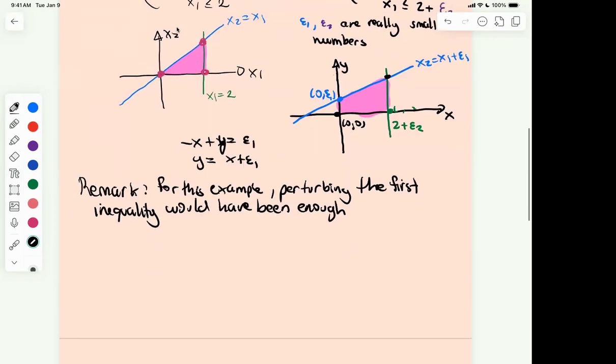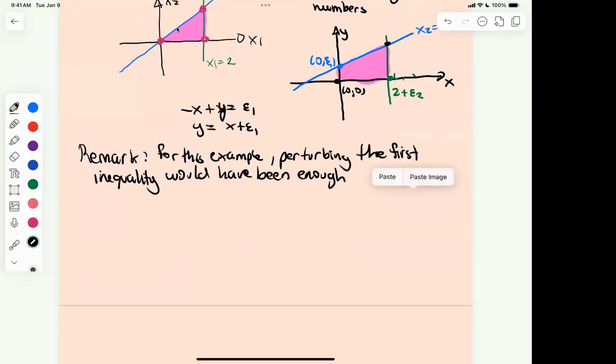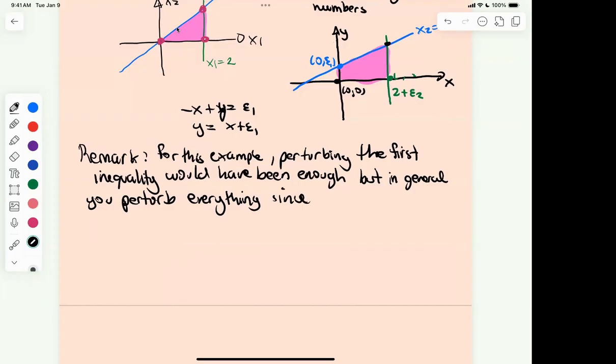Oops, sorry, I always forget to scroll down. But in general, you wouldn't have access to the picture. In general, you perturb everything to be certain, since you don't know what the picture looks like.